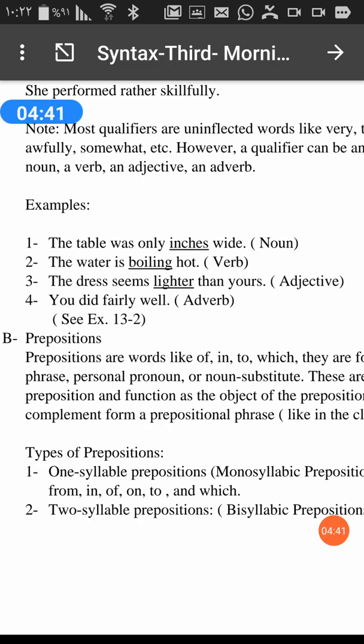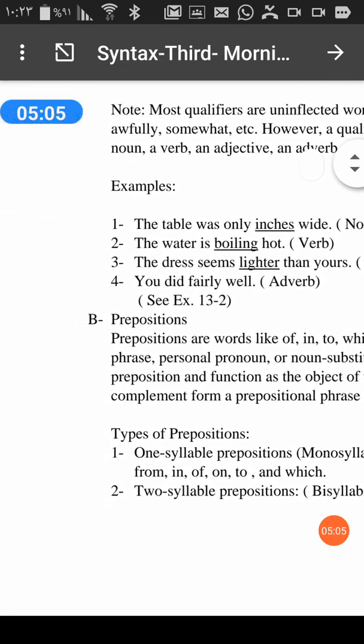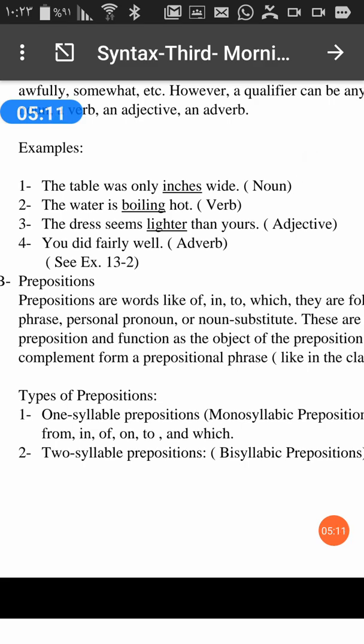So qualifiers, as we have said, are words that usually precede an adjectival or an adverbial, that is, they modify an adjective or an adverb. They are limited in number. They are only a limited closed list of qualifiers, as we have said, like very, too, rather, extremely, awfully, somewhat, etc. But sometimes it is possible for form classes like nouns, verbs, adjectives, and adverbs also to function as qualifiers when they modify an adjective or an adverb.